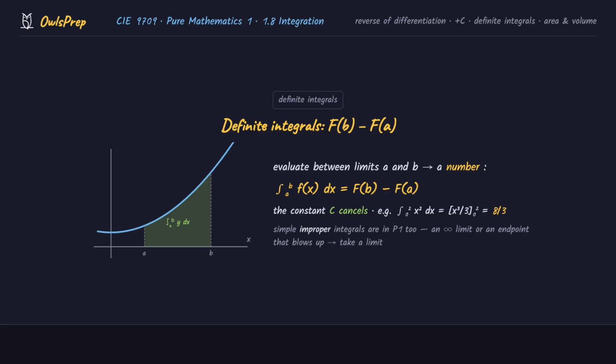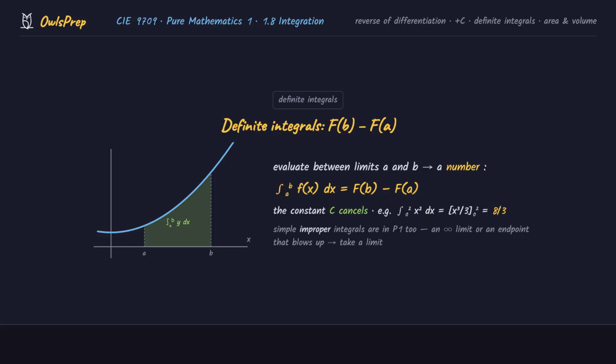So far, every integral carried a plus c. That's an indefinite integral. A definite integral is different. It's evaluated between two endpoints and gives a definite number. It's written as the integral from a to b of f(x) dx. To compute it, integrate to get capital F(x), then work out F(b) minus F(a), the upper limit substituted in, minus the lower limit substituted in. And notice the constant c cancels in a definite integral, so you don't write it.